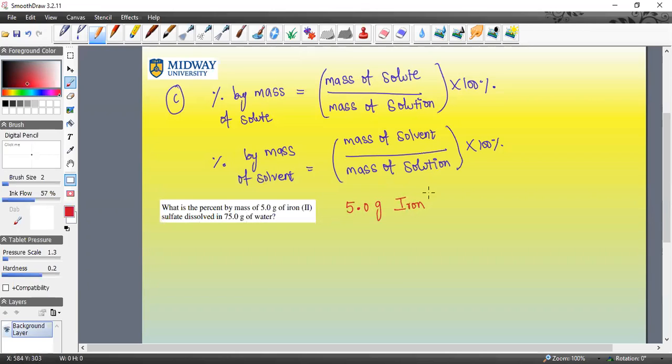Now, this is the way it makes sense to me, and so I'm gonna write it up. First, read the problem a couple of times and write down what is given. Well, I'm given iron 2 sulfate, and I'm also given the mass of water. Okay, I've told you repeatedly, water is the solvent. Water cannot ever be a solute. And iron 2 sulfate is a solute.